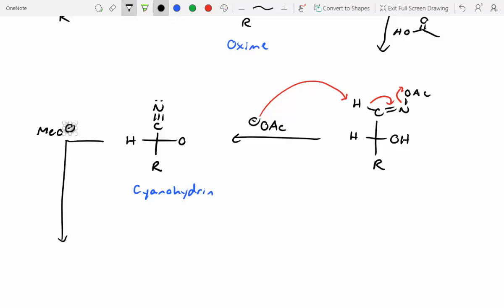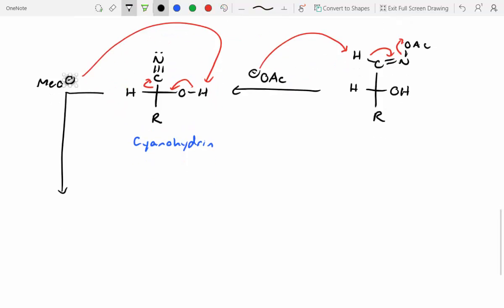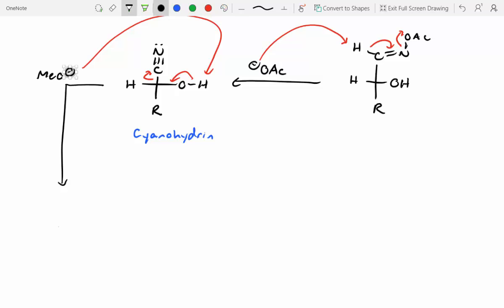Actually, let me draw out this bond a little bit more clearly. This base will reach over, grab this proton, which is very acidic due to all the inductive forces. This will clamp down, and we'll kick off a cyanide ion. So we've got cyanide, and then our byproduct in this case is going to be methanol. Like I said, not a lot of people do these reactions because it involves really toxic salts. People typically prefer to avoid cyanide if at all possible.